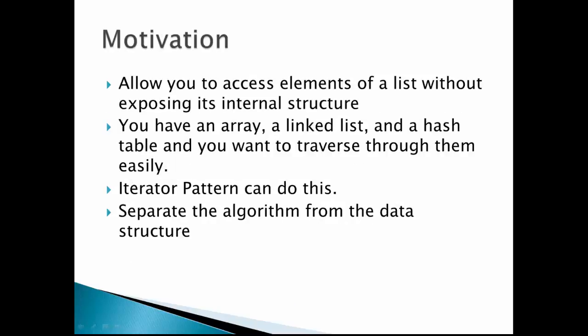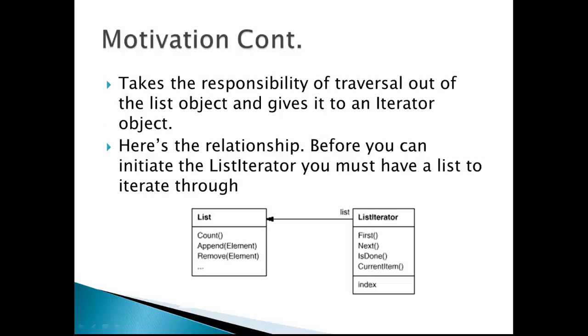The motivation of the iterator pattern is it allows you to access elements of a list without exposing its internal structure. So say you have an array, a linked list, and a hash table all in the same program, and you want to traverse through them easily. The iterator pattern can help you do that. It's supposed to separate the algorithm from the data structure. It takes the responsibility of traversal out of the list object and gives it to the iterator object.